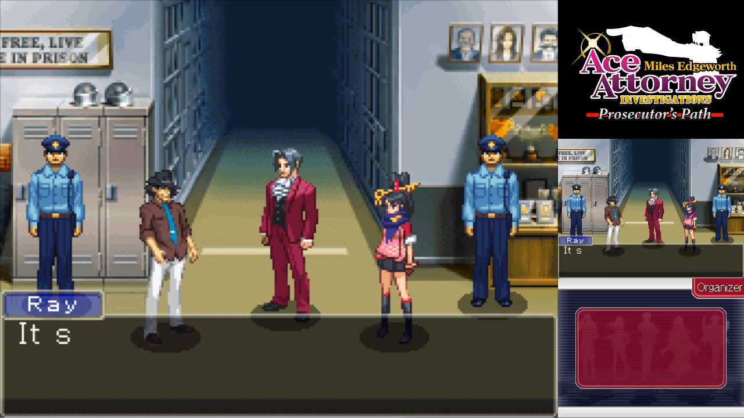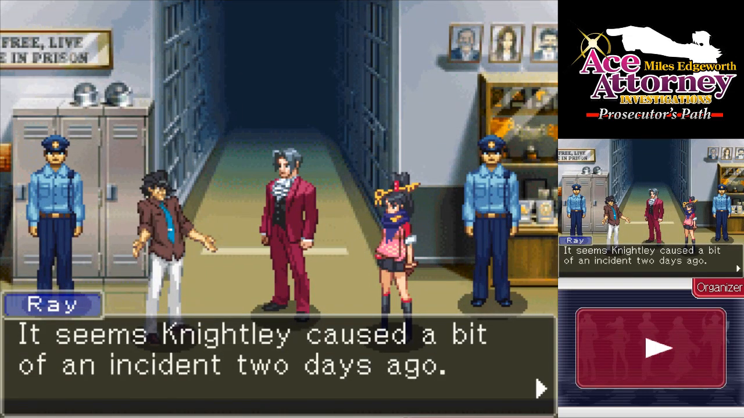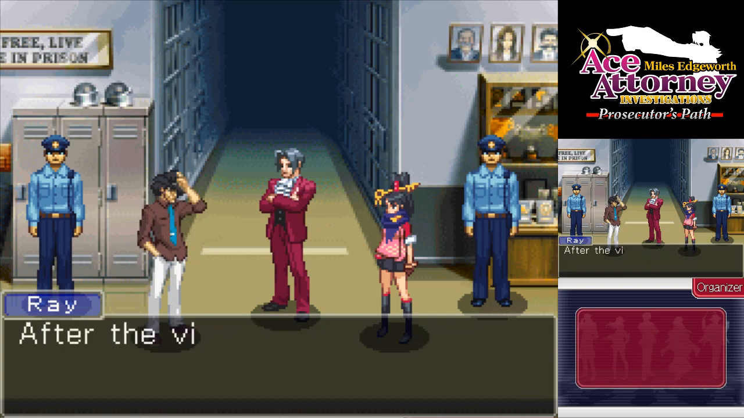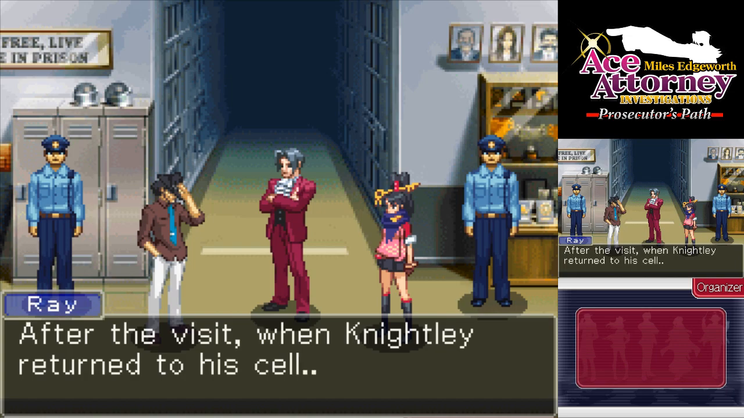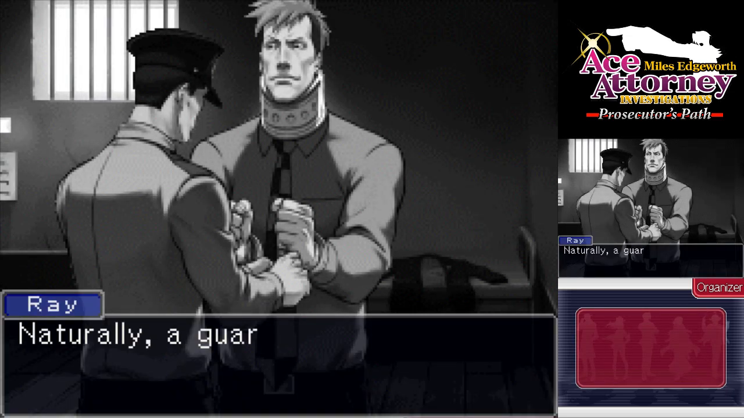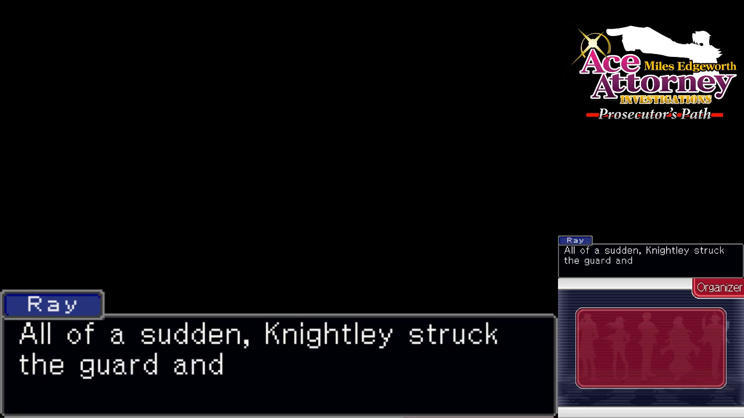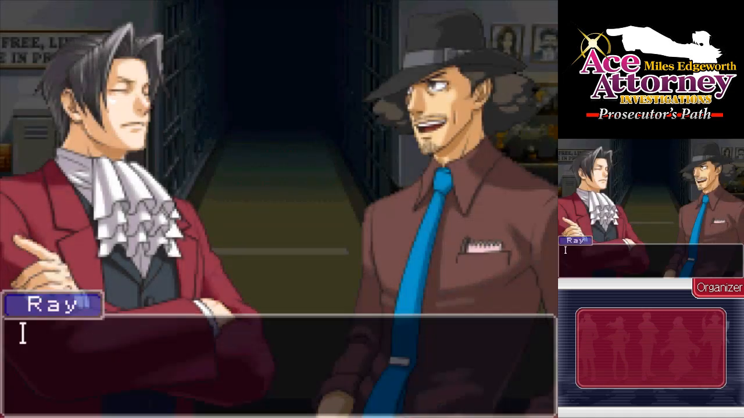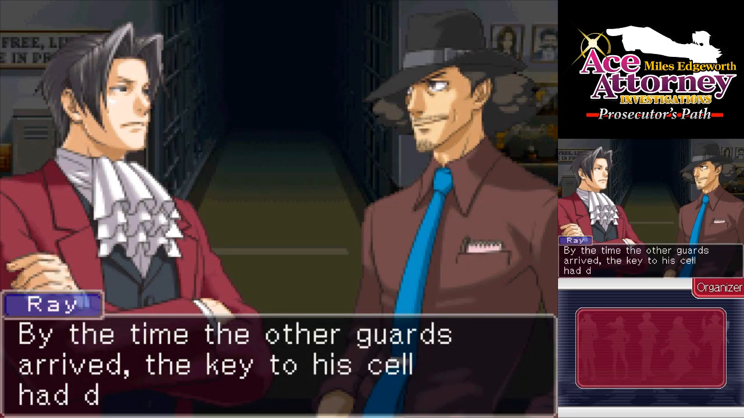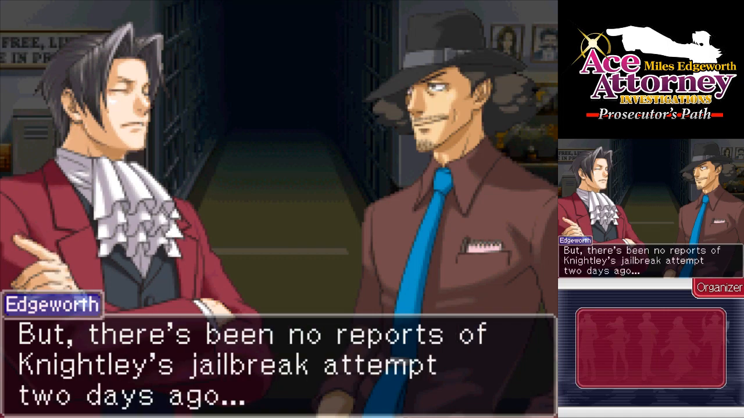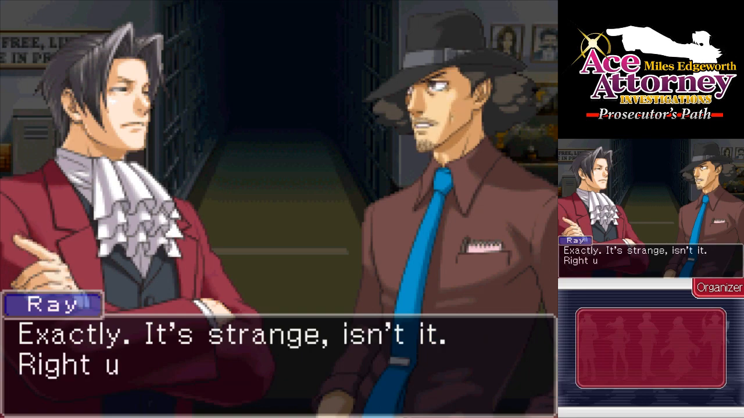I heard a little something from the guards. It seems Knightley caused a bit of an incident 2 days ago. An incident? You know how Simon said he came to visit Knightley, right? After the visit, when Knightley returned to his cell... Naturally, a guard escorted Knightley back to his cell. While the guard was unlocking his handcuffs, all of a sudden, Knightley struck the guard and knocked him out. It seems he was going to attempt a jailbreak. By the time the other guards arrived, the key to his cell had disappeared. But there's been no reports of Knightley's jailbreak attempt 2 days ago. Exactly. It's strange, isn't it?